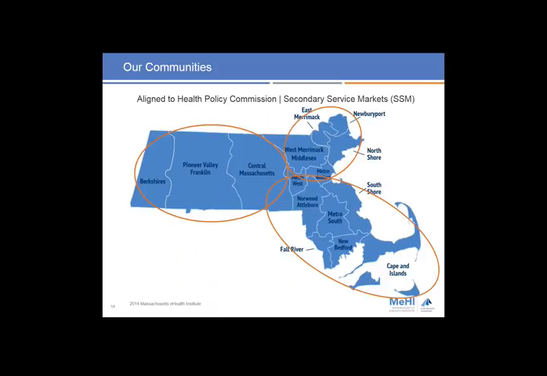So in Western and Central Mass, we have an eHealth community manager. In the Northeast, we have an eHealth community manager. And in the Southeast, we're looking for an eHealth community manager. So if you're aware of anyone that would be interested in this position, we certainly would look forward to a referral on that front.